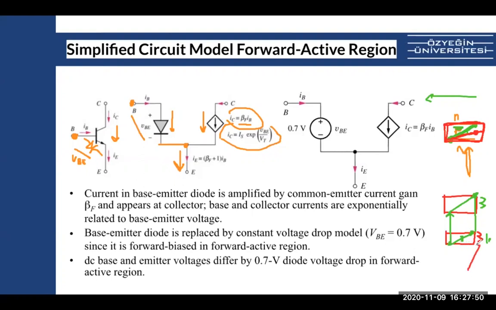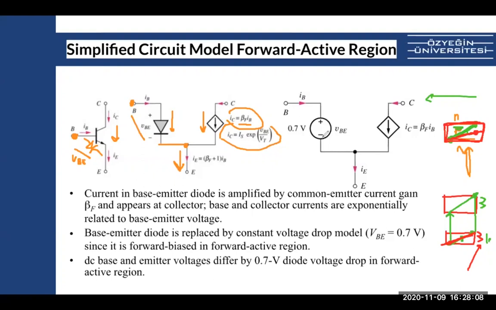It makes sense, right? Because the smaller the base width, you can create a faster device, because you are creating a much steeper gradient.